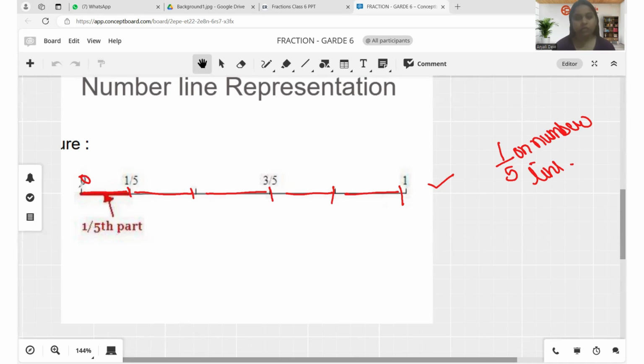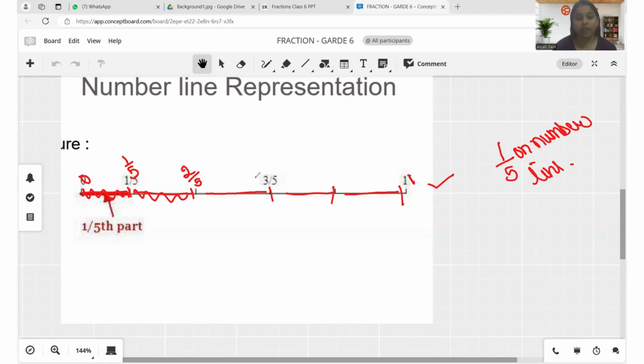I told you in the beginning also that zero is the first number and one is going to be the last representation. So everything on the number line is going to be between 0 and 1. So this first division becomes 1 by 5. That means it is only the first part of the whole 5. Now, this becomes how much part of the whole 5?